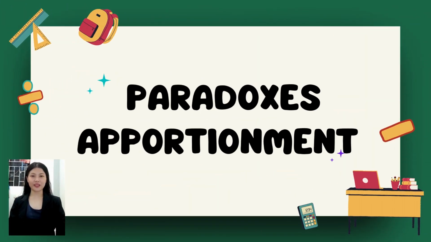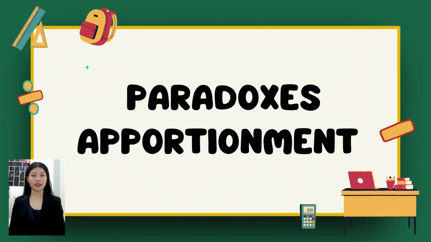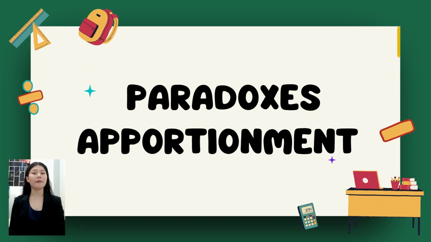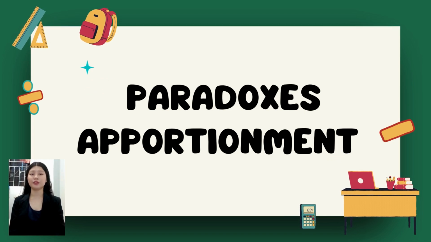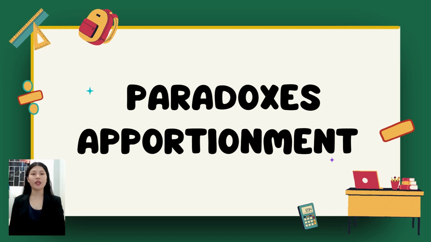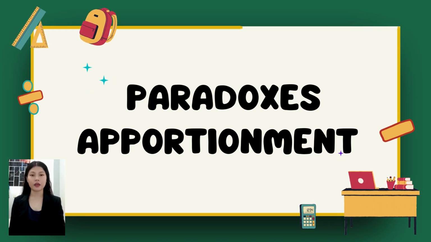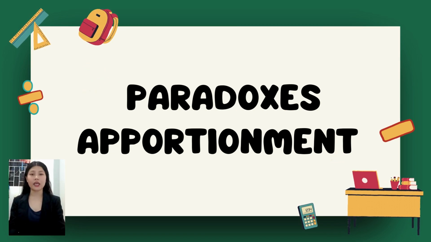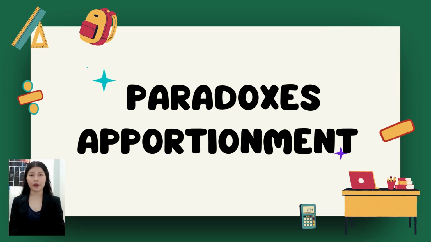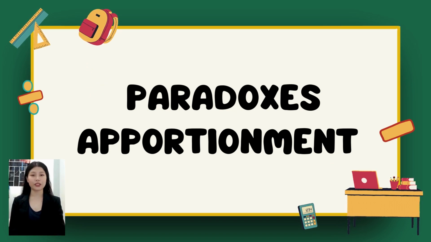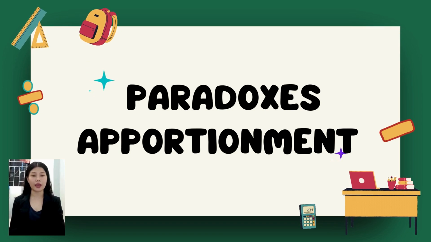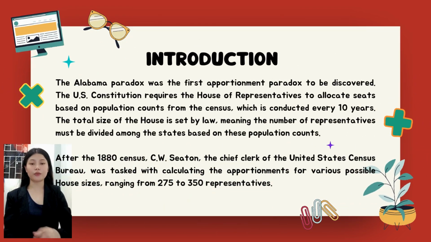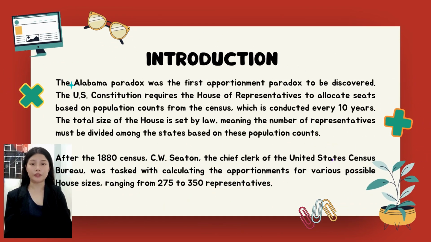Good day, everyone. Today, we will be discussing a fascinating historical and mathematical problem related to the distribution of representation in the U.S. House of Representatives. The issue that we will be discussing is known as the apportionment paradox, specifically focusing on a notable example called the Alabama paradox. The Alabama paradox was the first apportionment paradox to be discovered.